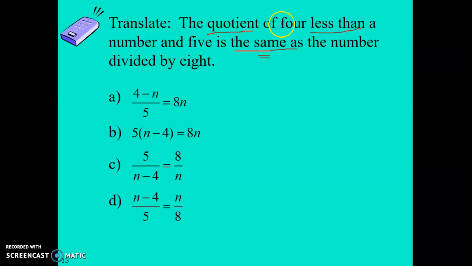By the way, it's using n, so n minus 4 over 5, and then is the same as, equal to the number divided by 8, the same number n divided by 8. So it's letter D.